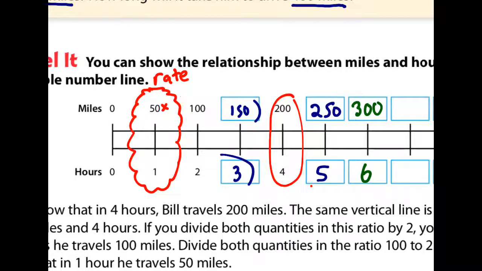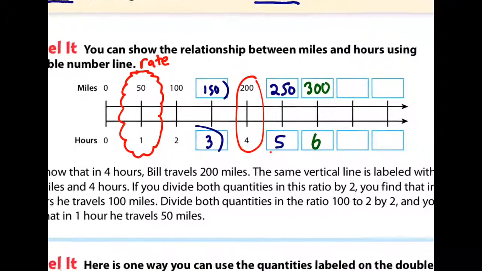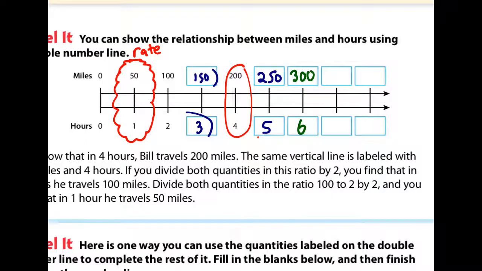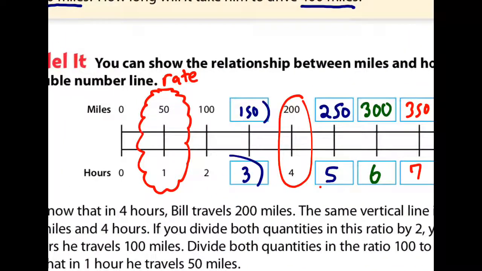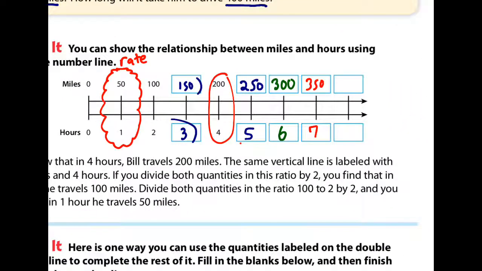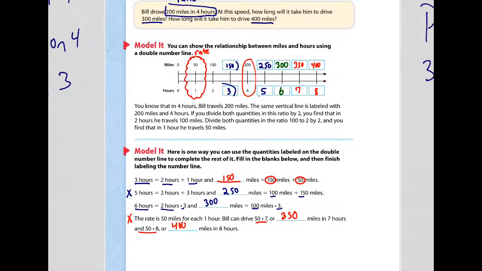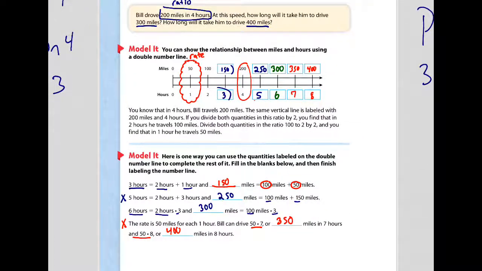Oops, sorry. So we know in 7 hours, oh, where's the pen? 7 hours, he goes 350 miles. And here it says, and 50 times 8, or 400 miles in 8 hours. So if you multiply the rate by 8, you'll figure out that he goes 400 miles in 8 hours. All right, so if you need to pause this to correct any mistakes, you can do that now. Otherwise, we are going on to the next page.